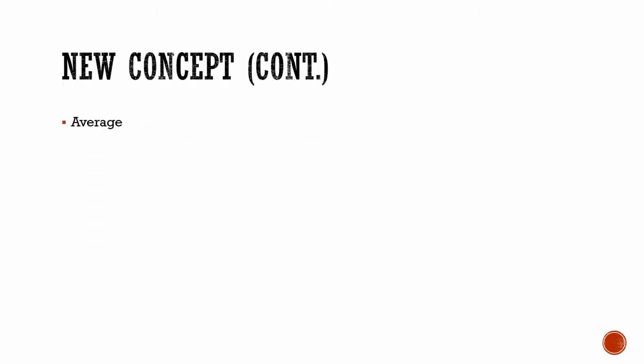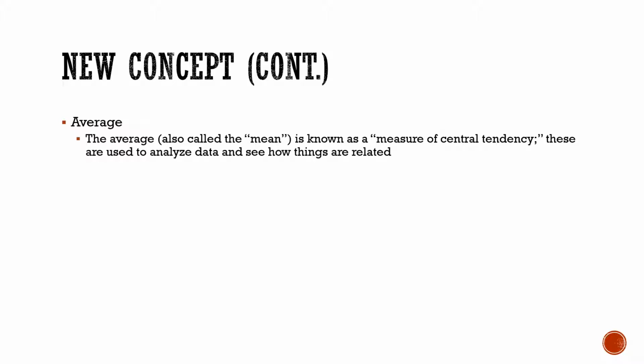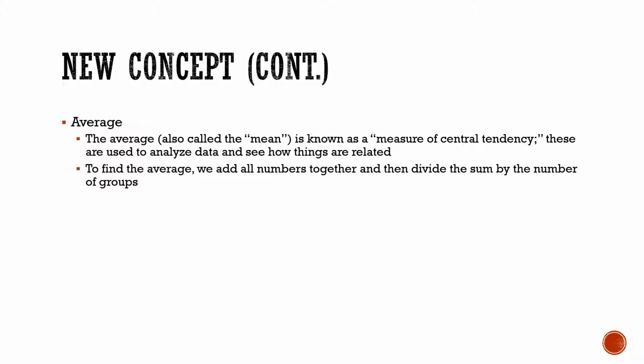Now let's talk a little bit about average. Average, which we also call the mean, is known as a measure of central tendency. We use measures of central tendency to analyze data and see how things are related. So to find the average or mean, we add all the numbers together and then divide that sum by the number of groups that we started with.